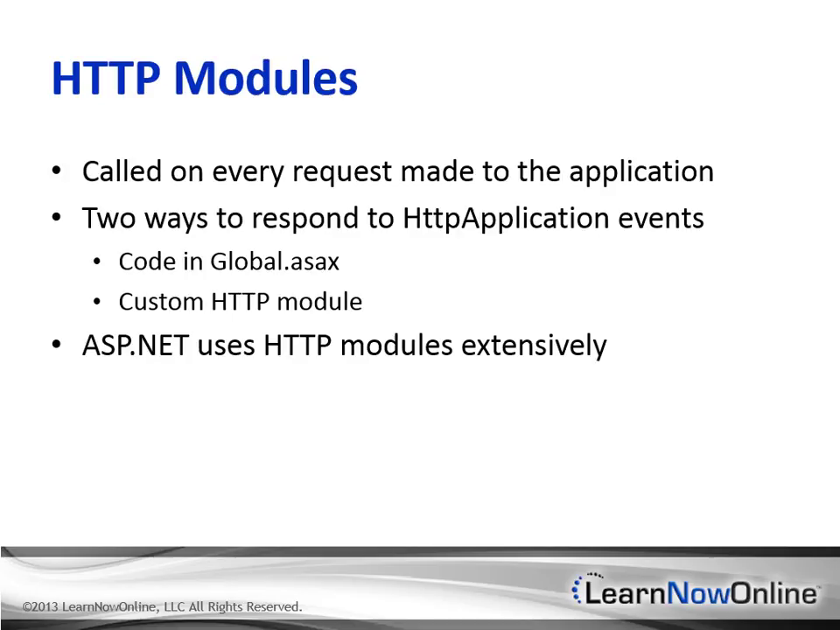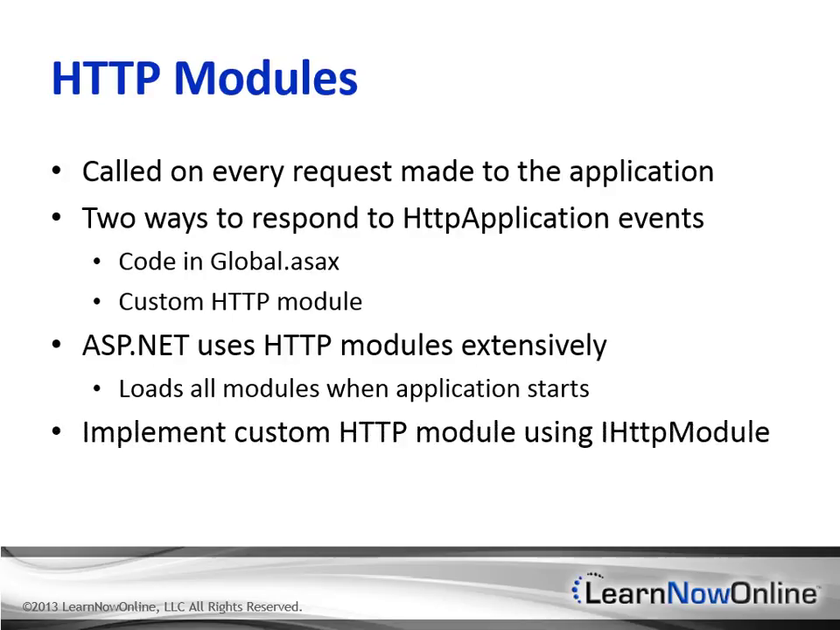Behind the scenes, ASP.NET uses HTTP modules to implement many standard framework features. It uses the Forms Authentication module to implement Forms Authentication, and the Windows Authentication module to implement Windows Authentication. It implements Session State with the Session State module, and Output Caching with the Output Cache module, and the list goes on and on and on. When a new ASP.NET application starts, it loads all of the HTTP modules configured for that application, and each of those modules subscribes to one or more HTTP application events.